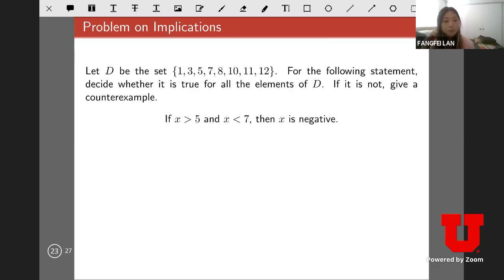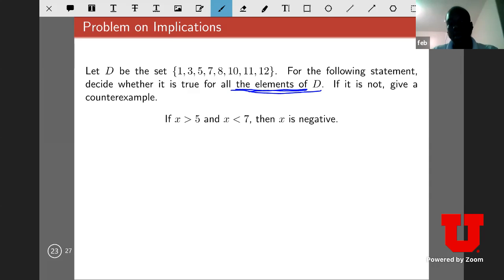Any volunteers? Any thoughts? Would a counterexample be 3? Or no, never mind. Actually, let me think about it for a minute. I kind of jumped the gun. Great. Is X in D? X has to be in D, right? Because it says whether it is true for all the elements of D, right? So then X has to be in D.